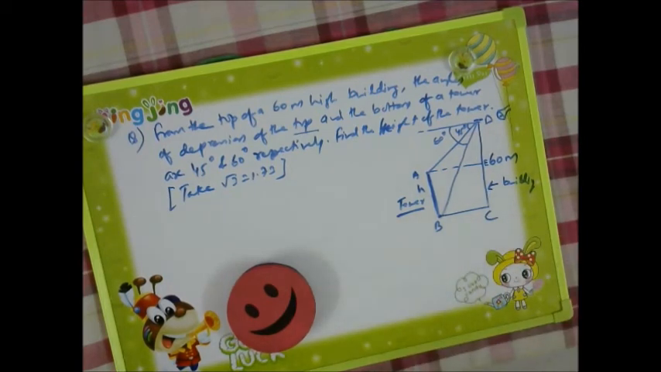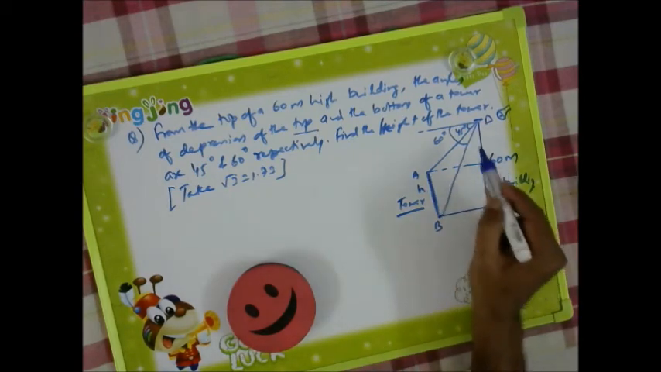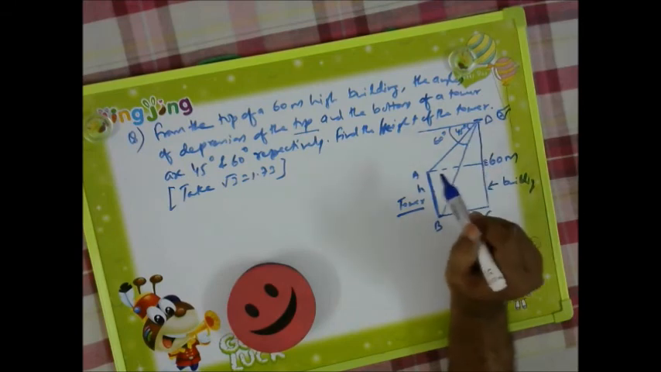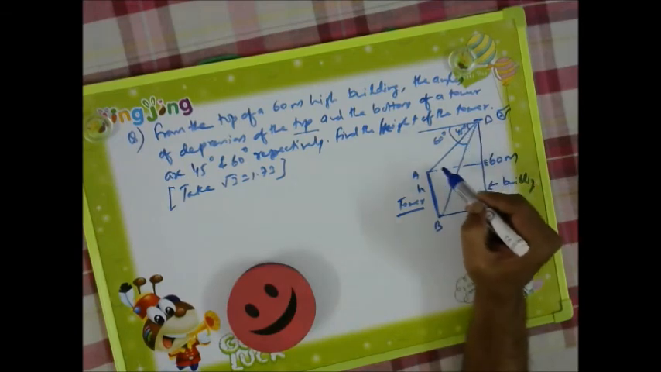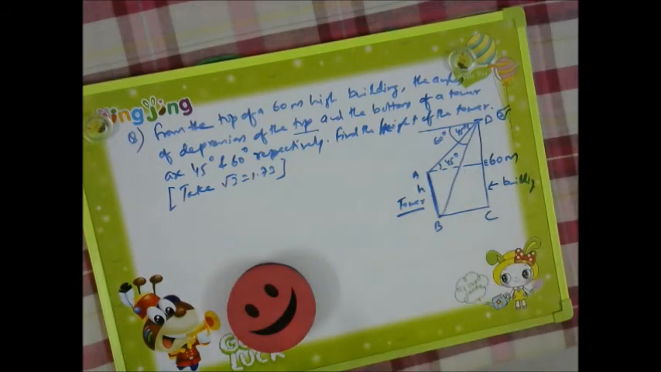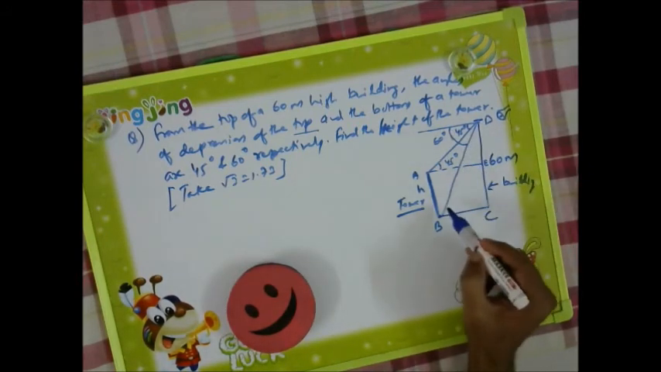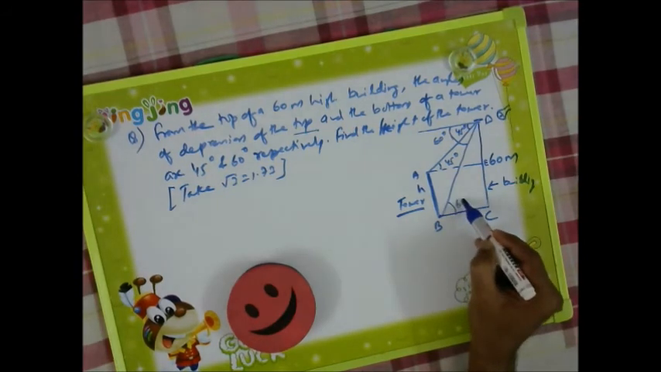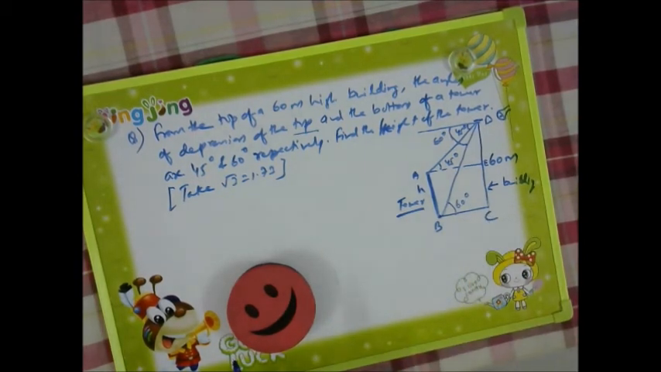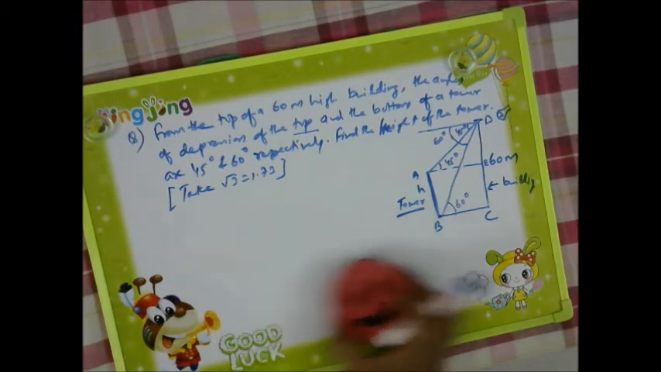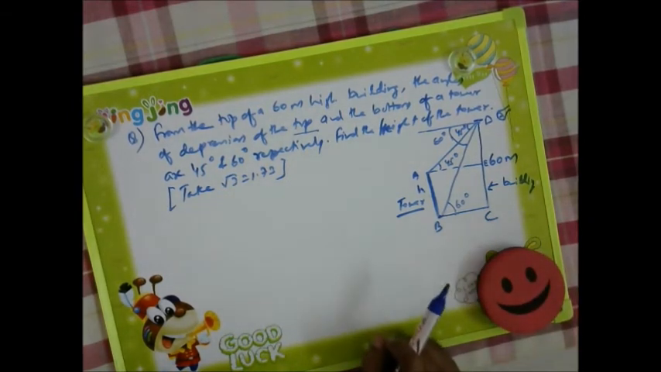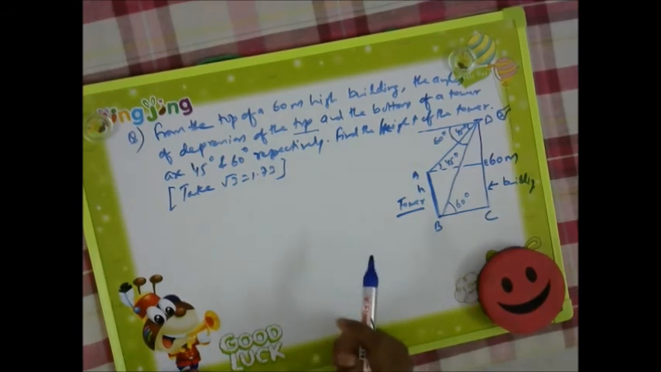Now as I told you earlier, this AE and this line are parallel, so alternate angles are equal. So this angle will also be equal to 45 degree. Similarly, this angle is 60 degree and this angle is also equal to 60 degree. Okay, right. Now we'll solve.